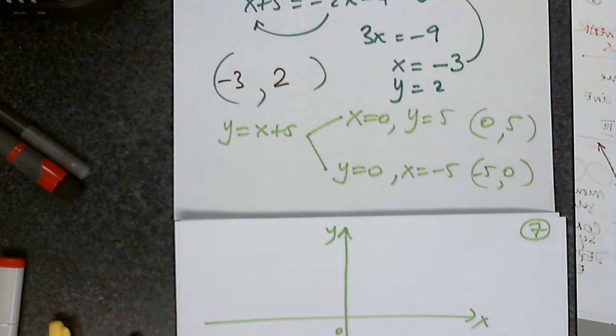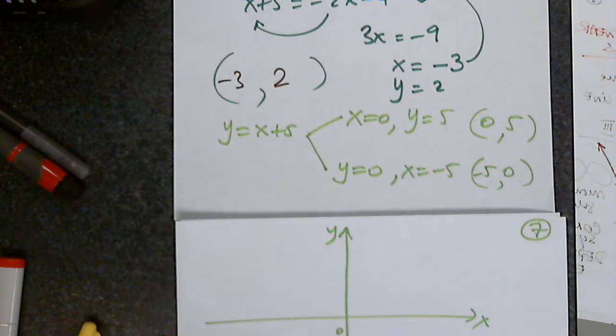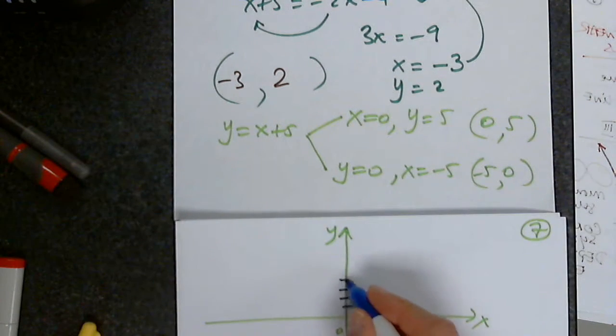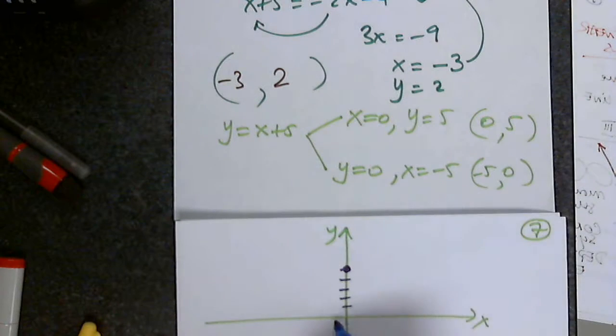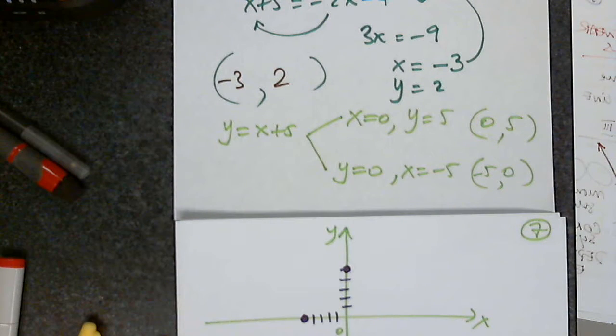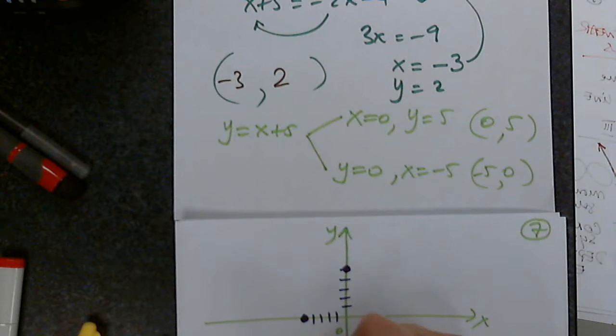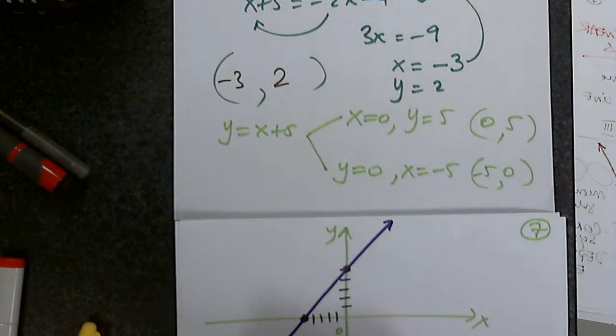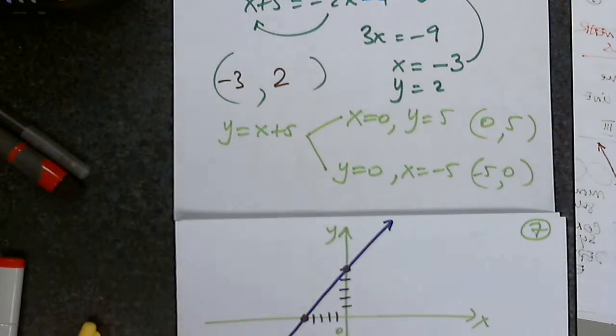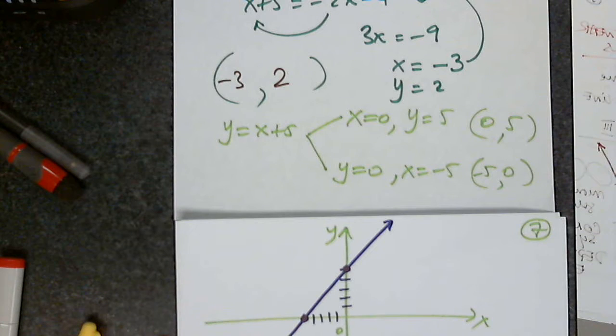Zero, 5. I need a blue. 0, 5. Negative 5, 0. Just remember, some of you just plotted 2 points without connecting the line. That's not a line, right? We remember that now, right? So this is the line. And remember to write the name. This is the name of the line. This is what I graphed. I graphed y equals x plus 5.